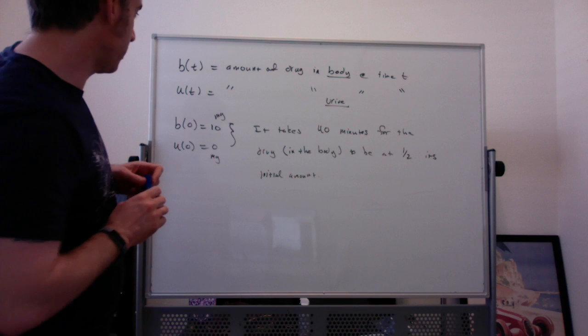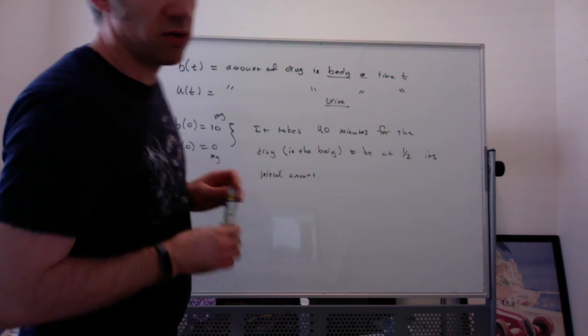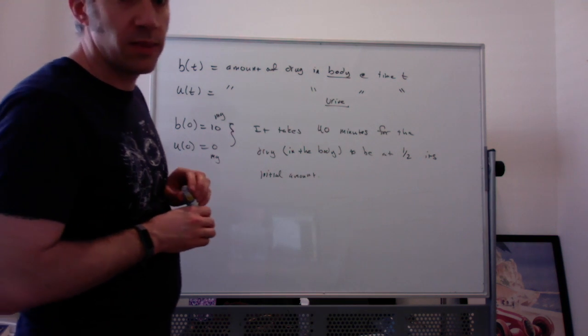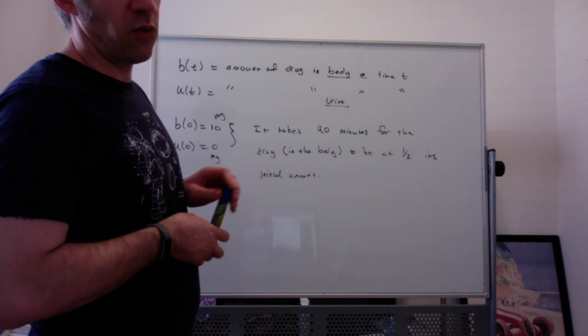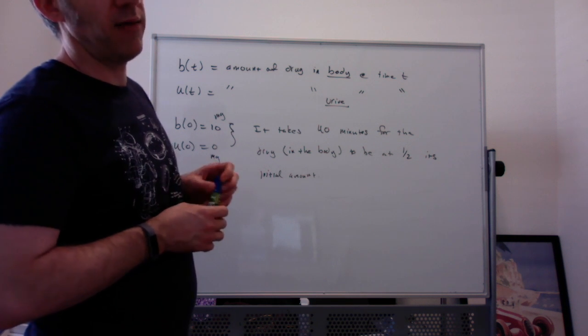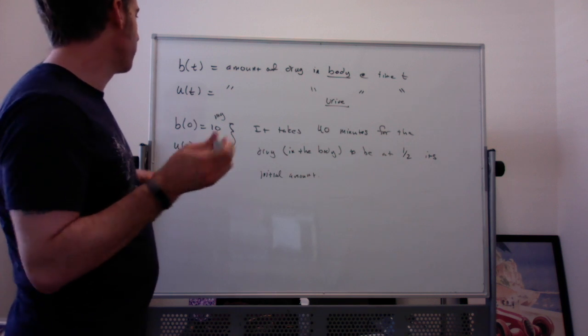If B(0), the initial amount in the body, is 10 milligrams, and U(0) is 0 milligrams in the urine, find a system of differential equations for B(t) and U(t) if it takes 40 minutes for the drug to be at 1/2 of its initial amount in the body. So we'll deal with that in a minute. But here's what I want to say.